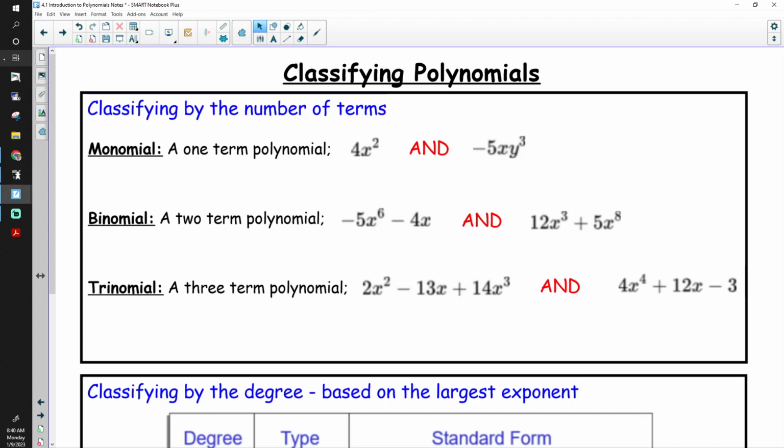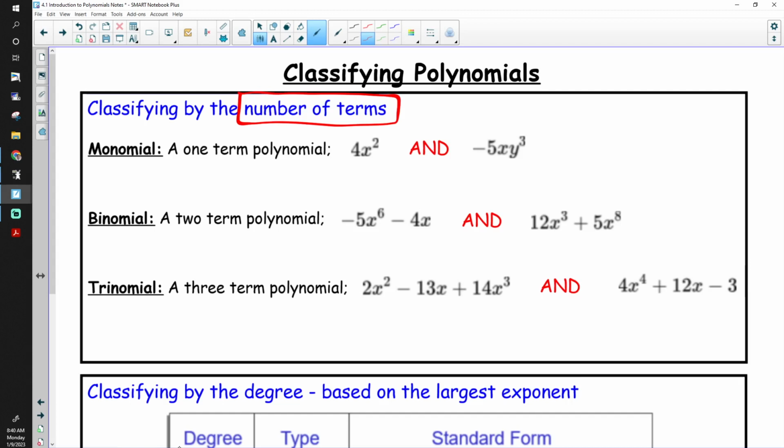Okay, so, just like in biology you classify plants or classify human body parts or whatever you're doing, in math, polynomials can be classified by what they look like. There's 2 ways to classify polynomials. You can classify them by the number of terms, and you can classify them by their degree. So polynomials that have one term, two terms, or three terms have a special name.